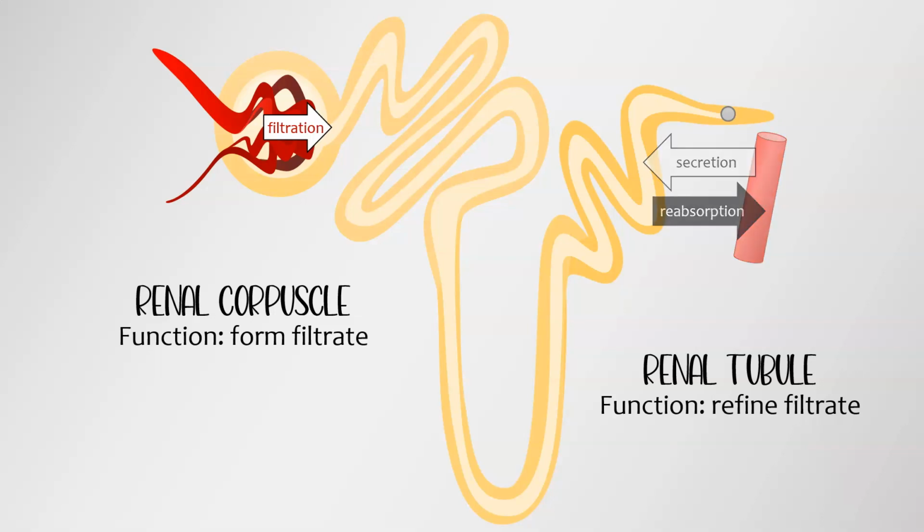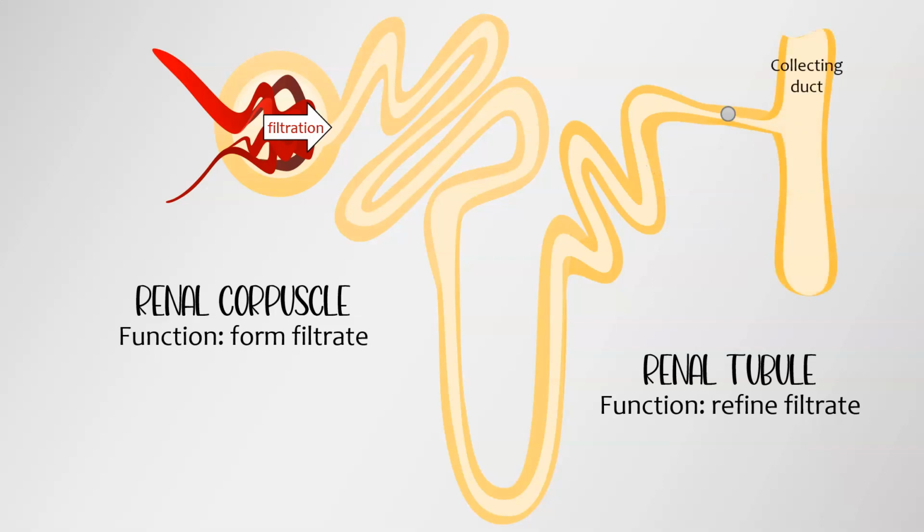Once the filtrate reaches the end of the nephron, it enters a collecting duct. Collecting ducts collect filtrate from many nearby nephrons. Here, the filtrate can be further modified by reabsorption and secretion. And once the filtrate reaches the end, it will no longer be modified. Only then is this fluid called urine.